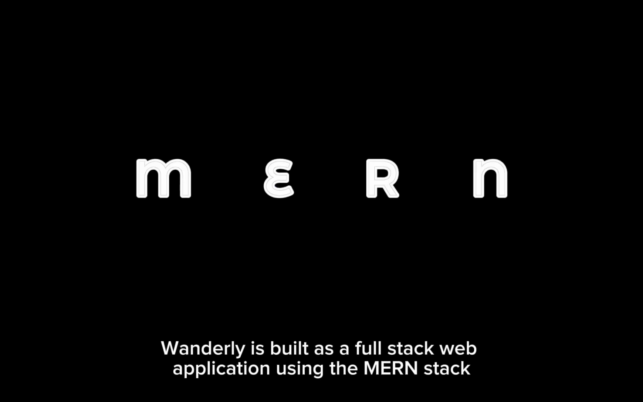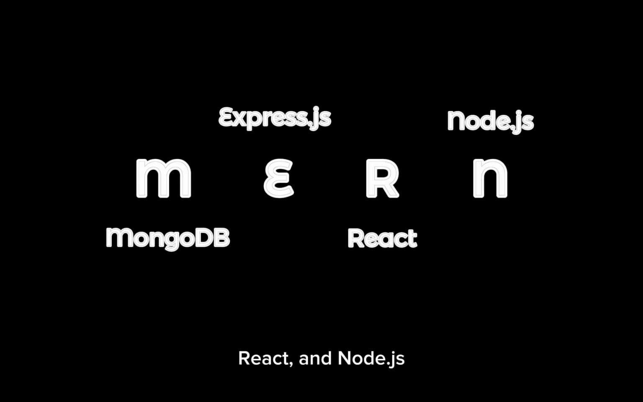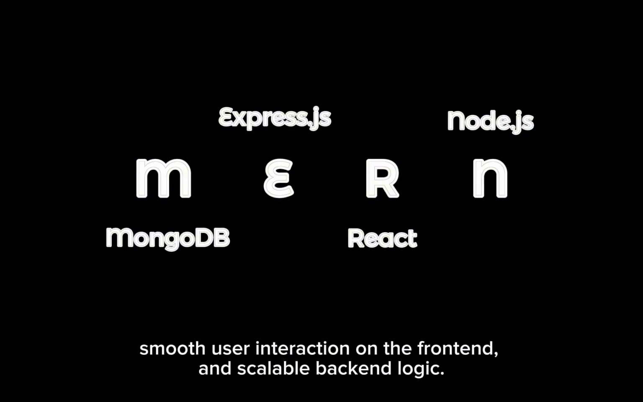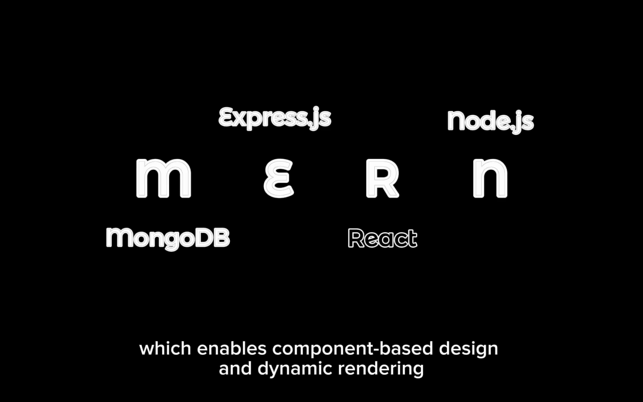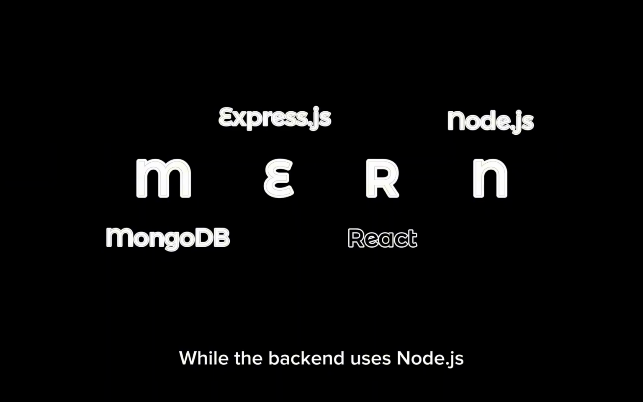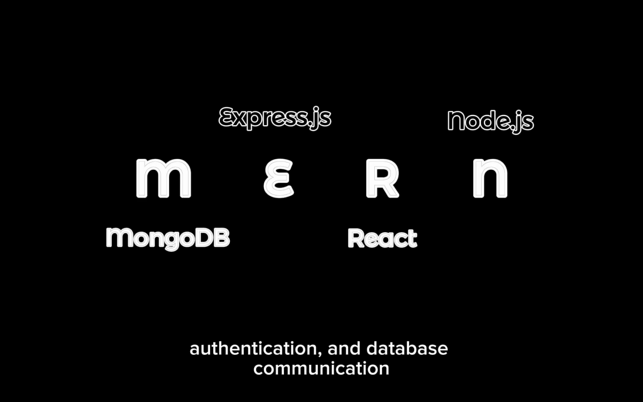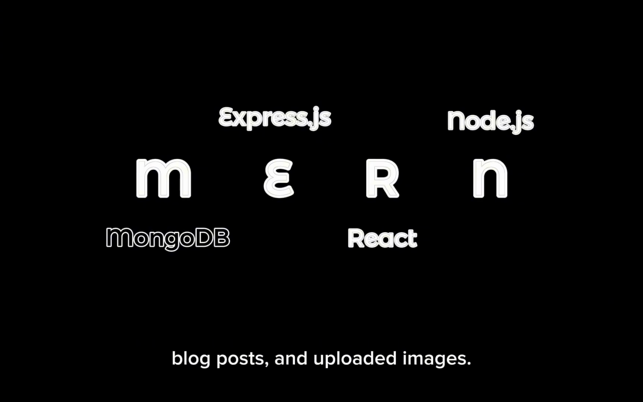Wonderly is built as a full-stack web application using the MERN stack, which stands for MongoDB, Express.js, React, and Node.js. This stack was chosen because it allows for efficient handling of data, smooth user interaction on the front end, and scalable backend logic. The front end is developed using React, which enables component-based design and dynamic rendering, while the backend uses Node.js and Express to handle API requests, authentication, and database communication. Then, MongoDB is used as the database to store user data, blog posts, and uploaded images.